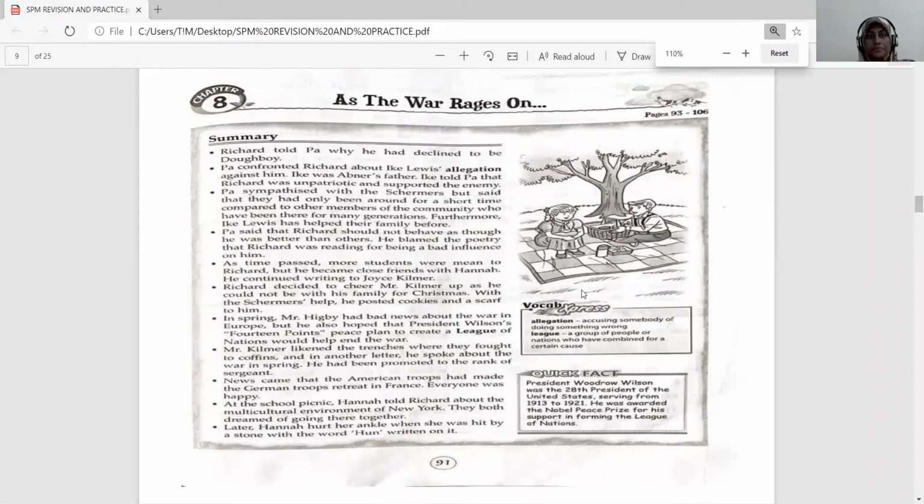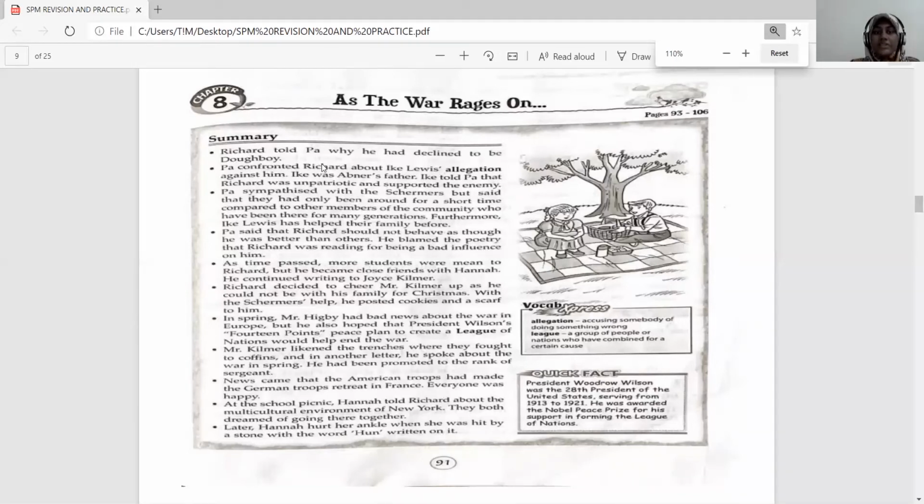In chapter 8, as the war raged on, meaning it's growing, it doesn't stop, Richard told Pa, here Pa is waiting at the porch, right? So he found that Pa had waited for him at the porch. Richard told Pa why he had declined to be the duck boy. He explained to Pa that it wasn't fair for Hannah to decline the role, and then what has happened?